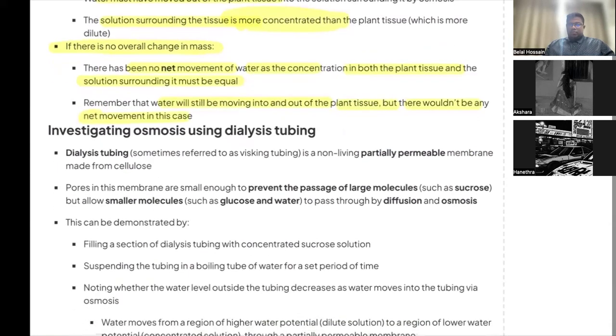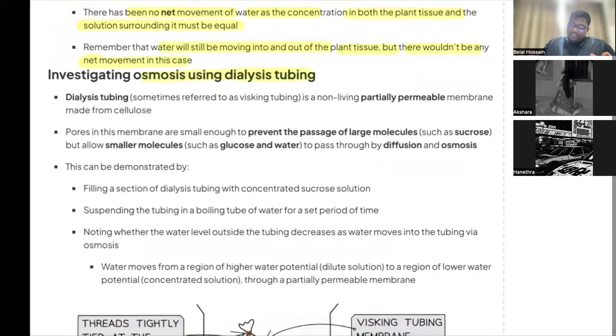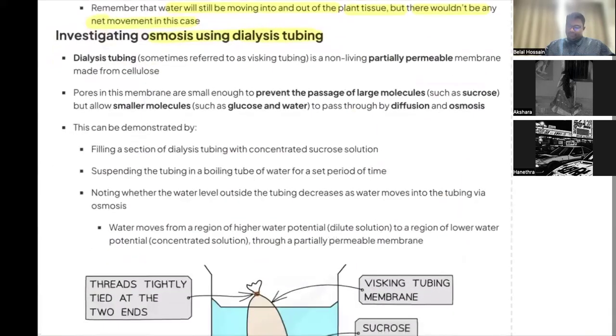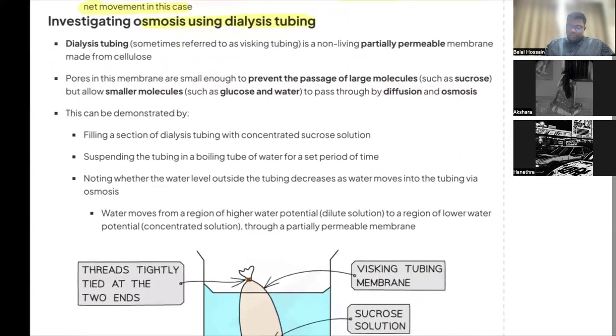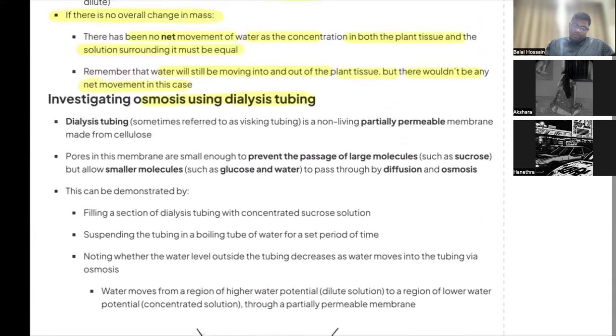Now we can also investigate osmosis by using dialysis tubing. A dialysis tubing is also known as Visking tubing or Visking tubing membrane. What is it? A dialysis tubing, sometimes referred to as Visking tubing, is a non-living, partially permeable membrane made from cellulose.